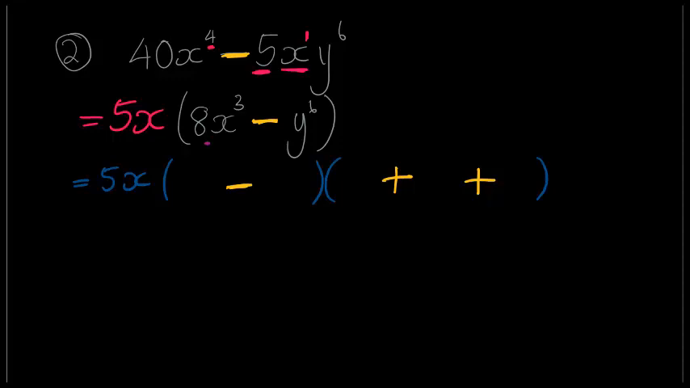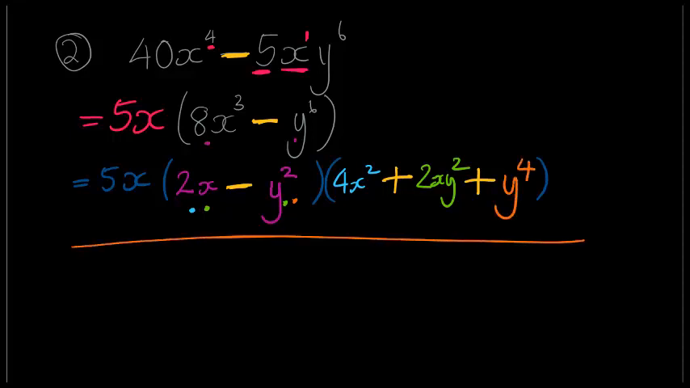First bracket. 8x cubed. Cube root of 8 is 2x to the power of 1. Y to the power of 6 will be y squared, because 6 divided by 3 is 2. So my first bracket is 2x minus y squared. Now I go to my second bracket. Term 1 is going to be 2x squared, that's 4x squared. Term 2 is going to be 2x times y squared, 2xy squared. And term 3 is going to be y squared squared, that's going to be y to the power of 4. Done.